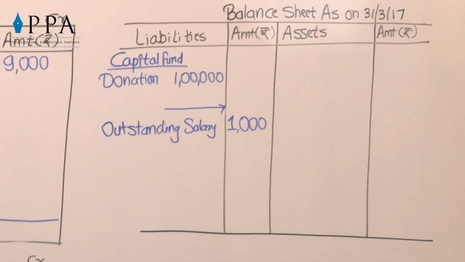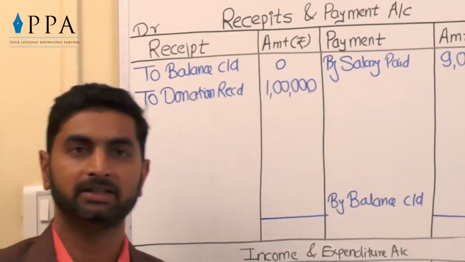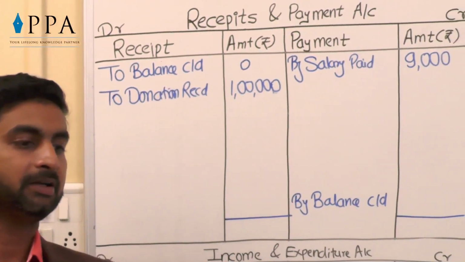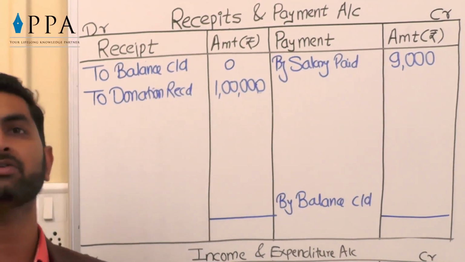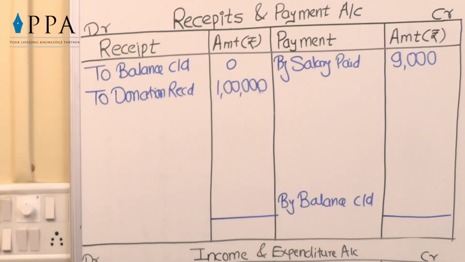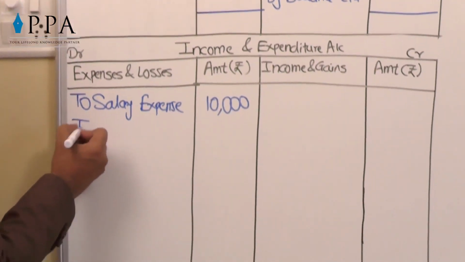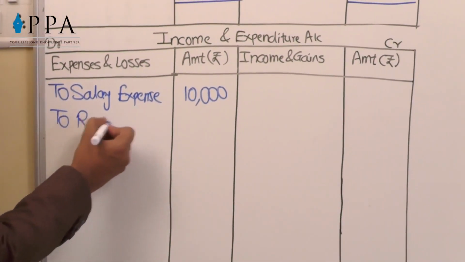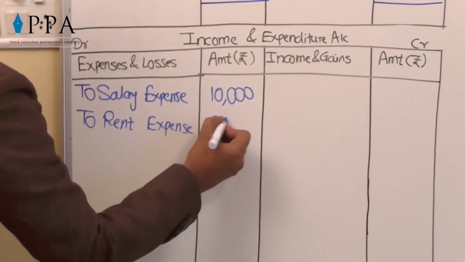So, salary expense, incurred expenditure debit, payment RP credit, difference liability side. What is the next item? Rent. Rent expense is given 20,000 and actual payment is 22,000. So, let's go to the incurred expenditure account first to record the expenses. To rent expense, it is 20,000.